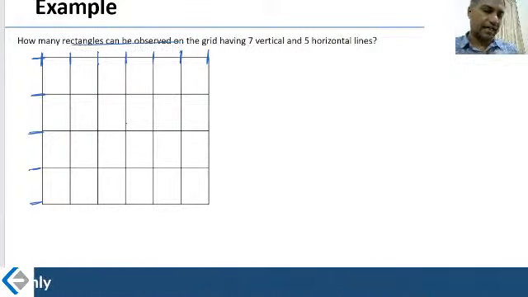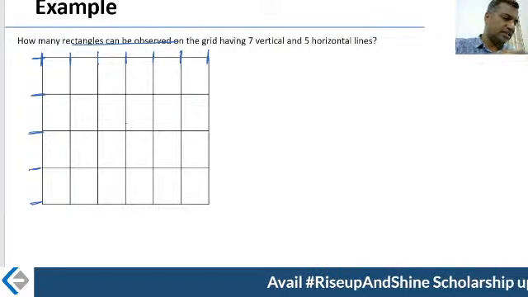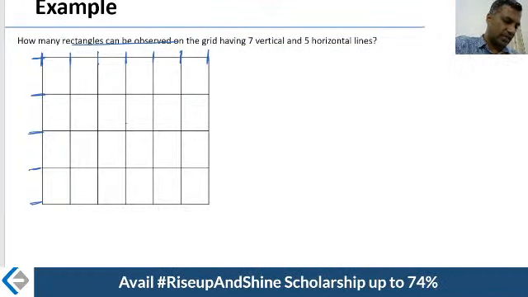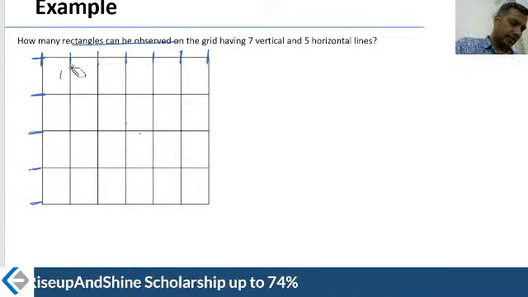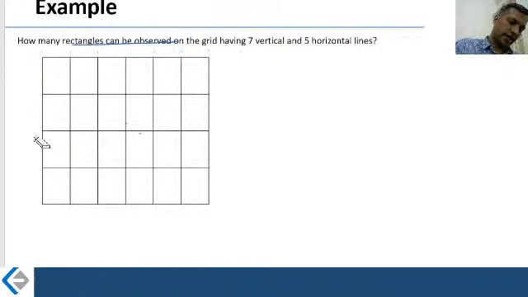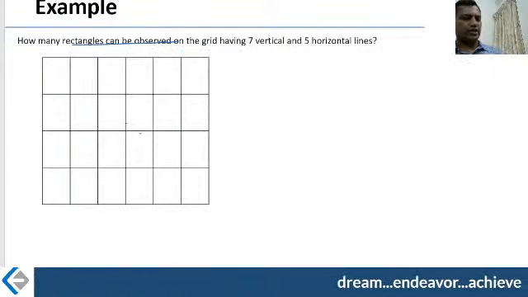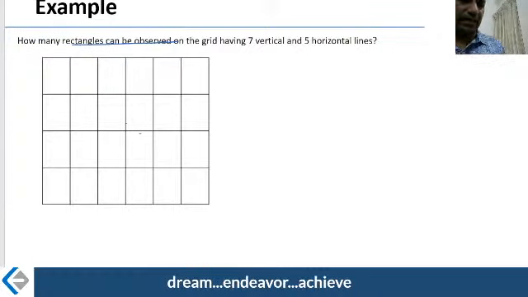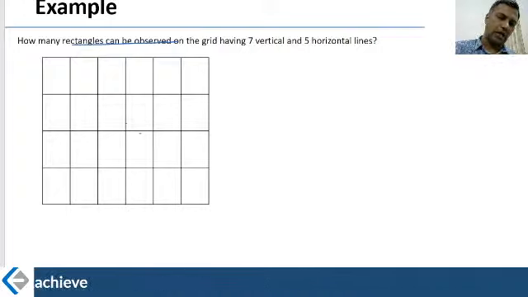How many different rectangles can you see here? Assume that each grid cell is of the same dimension. It is not looking like that, but if this is 1 centimeter, take this also as 1 centimeter. Let's assume rectangles as well as squares, since a square is also a kind of rectangle. So rectangles as well as squares can be observed on this particular diagram.